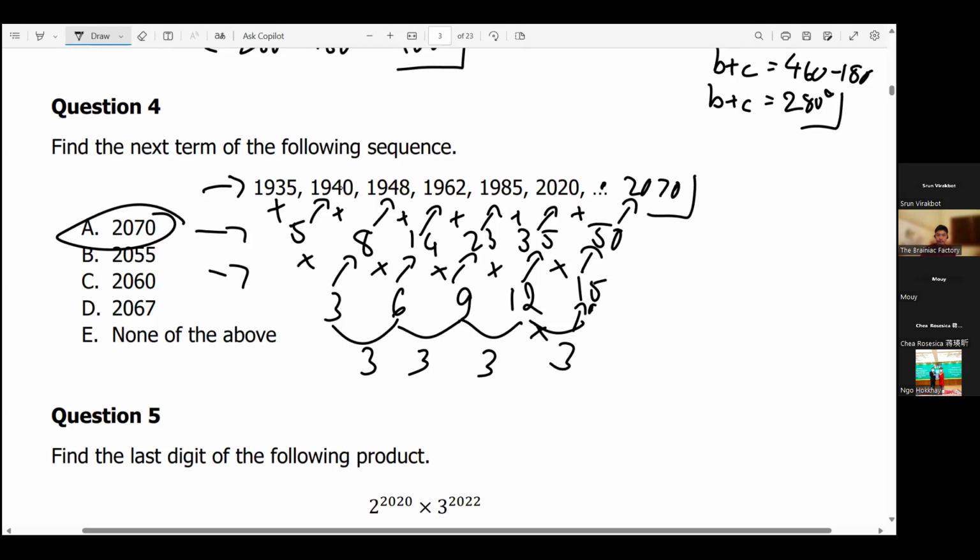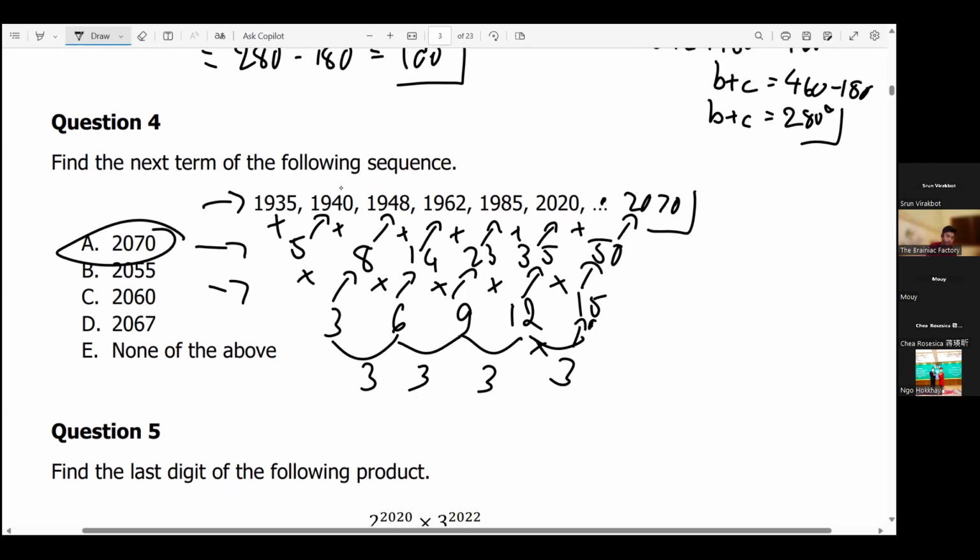Anyone understand it? Okay. So I'll explain this again.